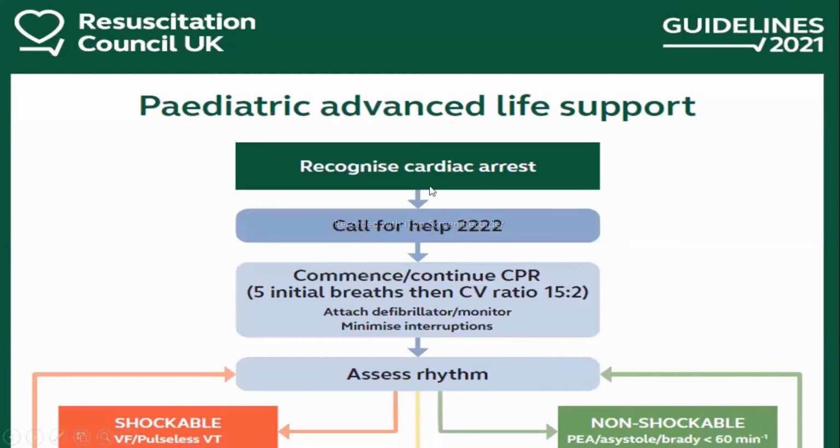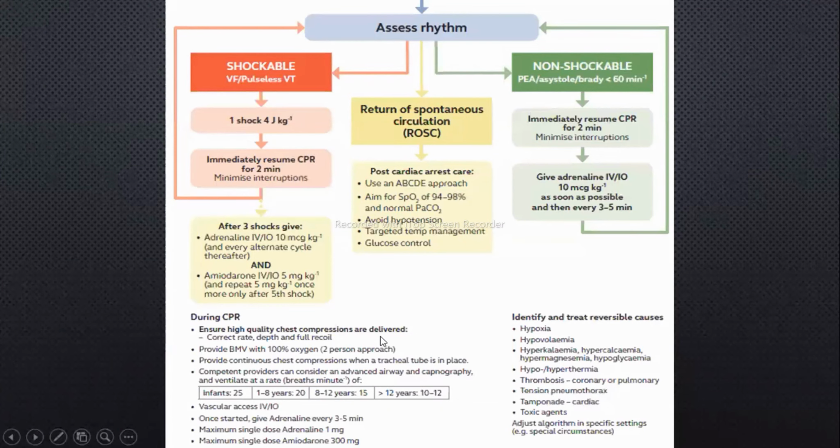In pediatric, the same. But the difference here, don't forget 5 initial breaths. Then you will do a compression ventilation ratio of 15:2. Everything is the same, but different in the doses.